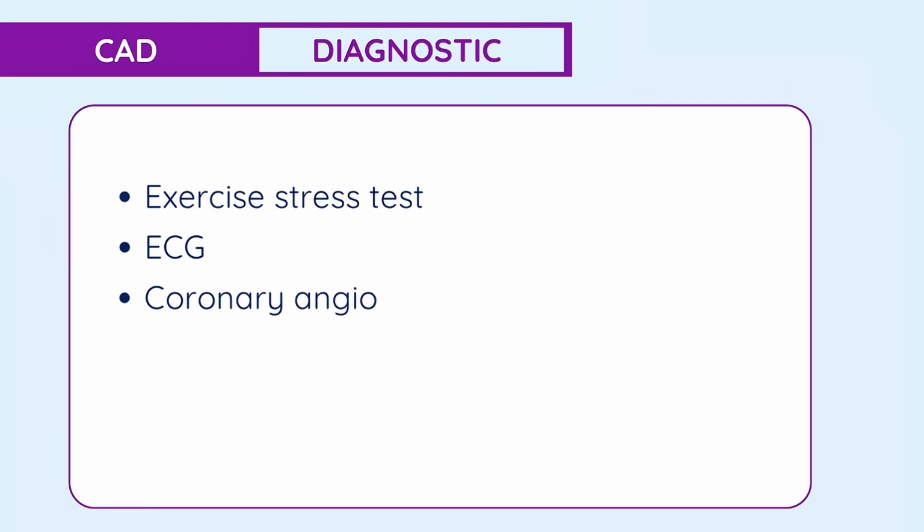Coronary angiography goes a step further by injecting dye directly into the coronary arteries, so we can actually see exactly where and how severe the blockage is.